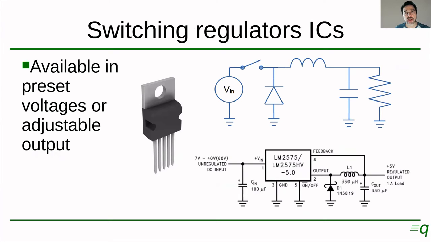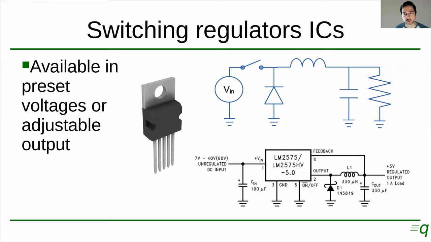Okay, so the same way you could purchase a linear regulator in a single package, you can also purchase a switching regulator controller in a single package, and it looks like this. So it's very similar to a linear regulator, only it has more terminals. These are also available in preset voltages or with an adjustable output. So here we have again the buck converter that I'm putting here for reference. And down here is how you would be using this integrated circuit controller in a real circuit, okay?